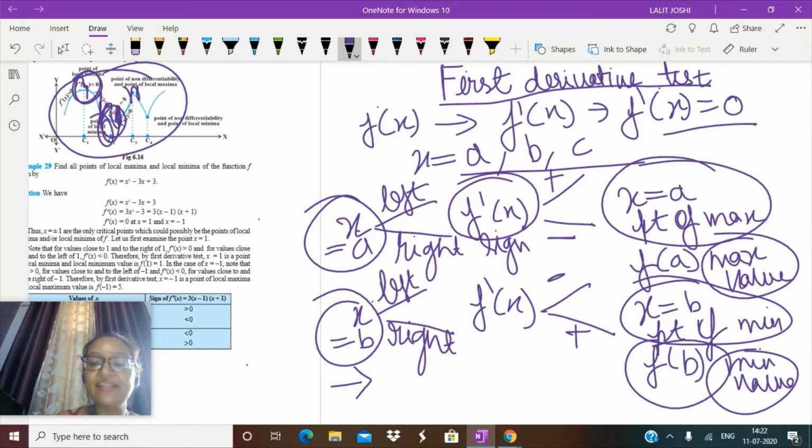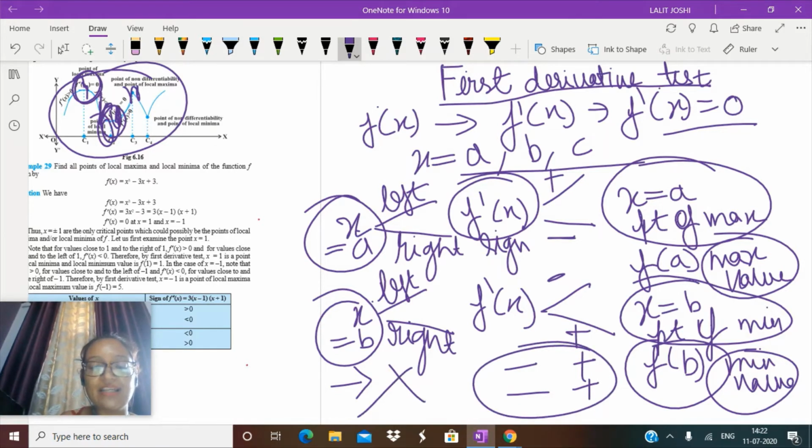Suppose the sign does not change on moving from left to right, either I am getting both negative or both positive, then in that case I'll say my test has failed. Then I need some other test to verify this particular condition, right? So this way we will be moving.